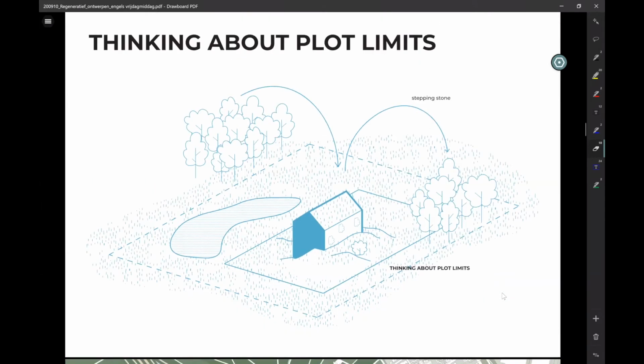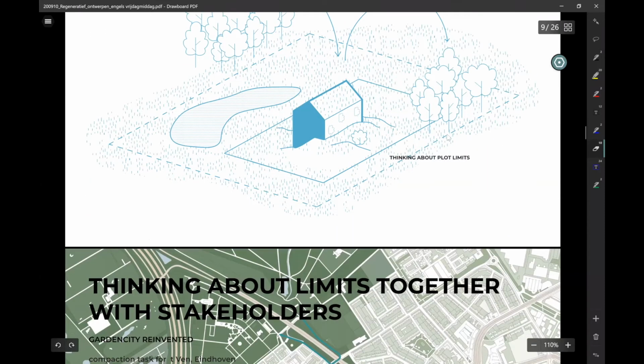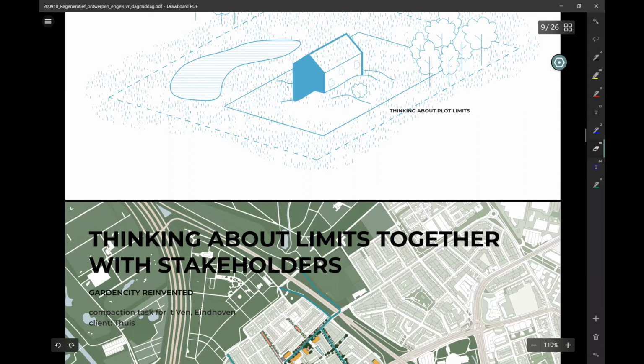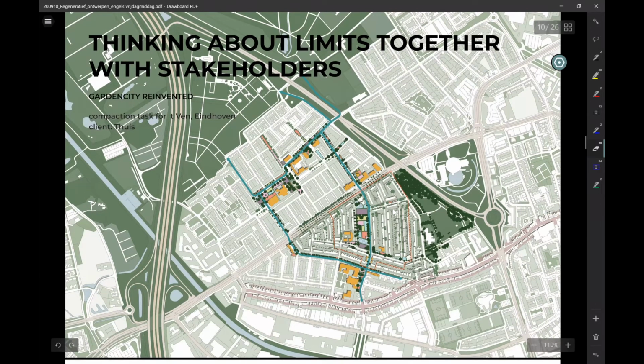For us, it starts with thinking about plot limits, and that means we try to make stepping stones. For example, this project is actually about 5 plots in this area, but we think a lot bigger. So we start with thinking about the ecological surroundings, the nature around, and where we want to attach to. Then we think beyond the plot line, so we get a bigger project and we can add more green, and the green we add will have more impact.